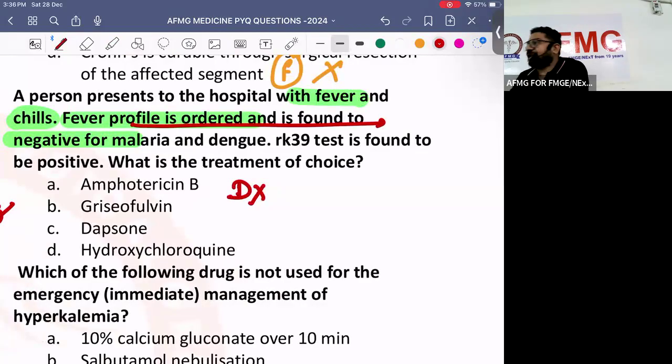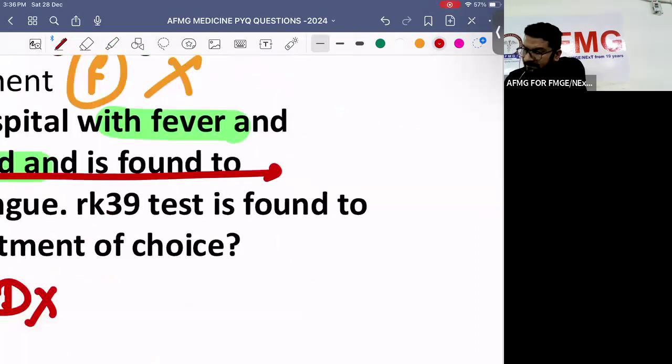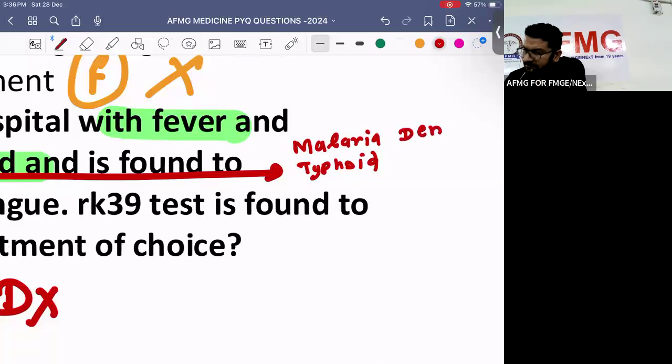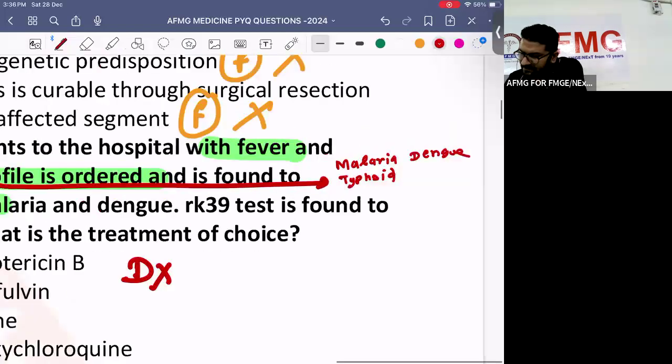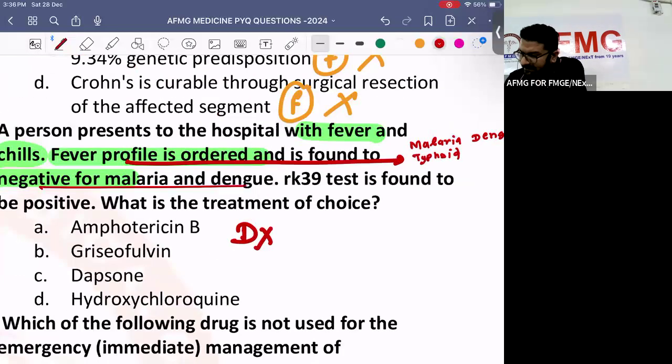If you go to Safdarjung OPD or AIIMS OPD, you will see fever profile. Fever profile means normal diseases which cause fever. Like malaria test, typhoid. These two are common. And sometimes it's seasonal disease, like in rainy season we also check for dengue. So malaria, typhoid, dengue are common diseases which can cause fever. How did malaria, dengue come? Negative. But RK39, this is the hint.